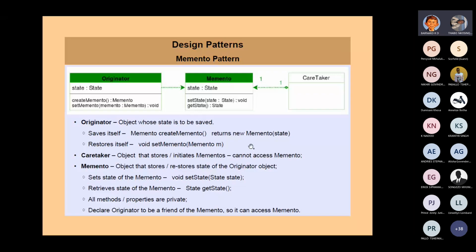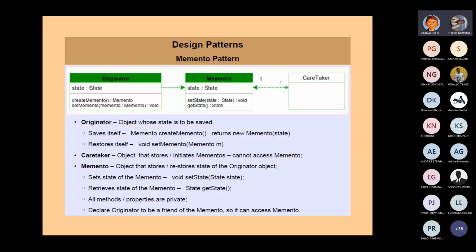Okay, this is the diagram. This is in your tutorial letter 105. Please have a look at it. But there's three parts to the memento pattern. There's the originator. That's the object whose state must be stored and restored. The memento is the object that actually stores the state of the originator. And then the caretaker is the one that initiates the whole process and then actually stores the memento.